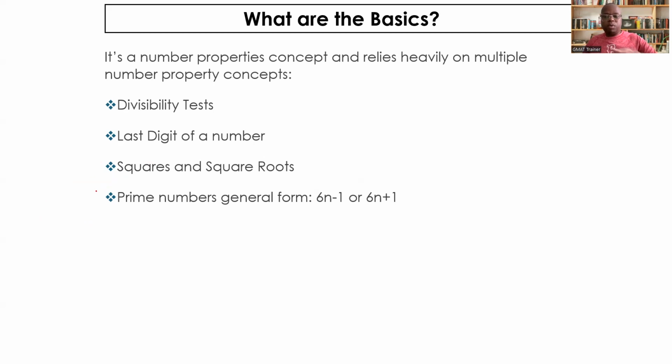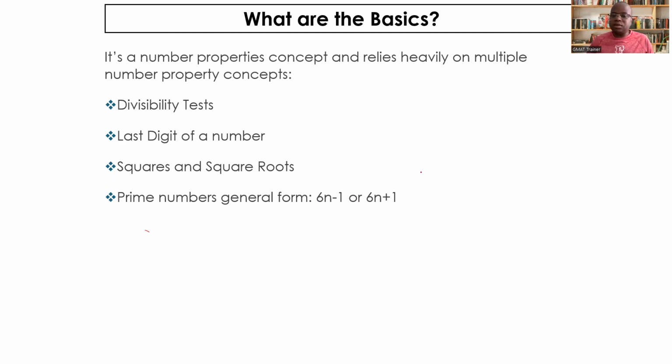Lastly, before we dive into the details, just know the general form of prime numbers: 6n minus 1 or 6n plus 1. What that means is that if you add 1 to a prime number or subtract 1 from a prime number, it will be a multiple of 6.